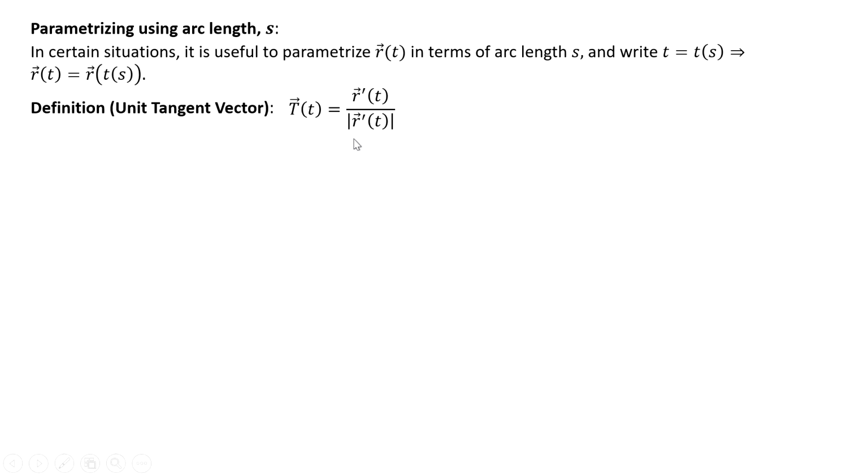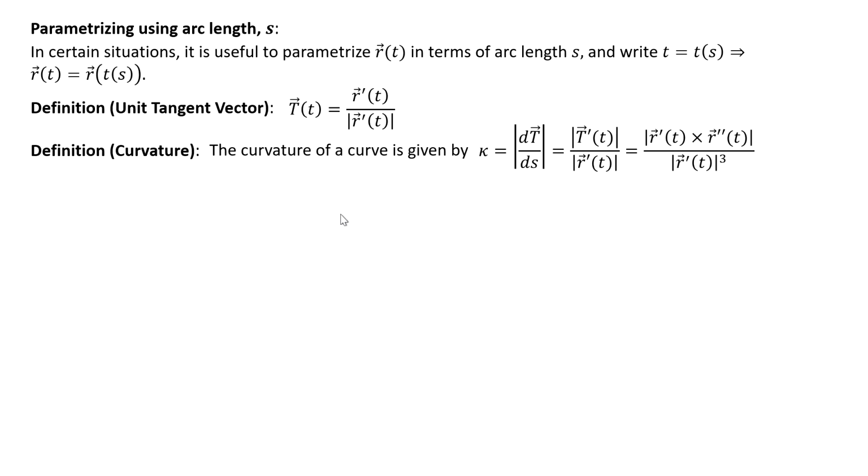All right, and how do you compute it? Fairly straightforward. Take the derivative of R, and you get R prime of t, and divide that by the magnitude. Ta-da, you're done. And then there's something else called curvature. Curvature is given by dT/ds. Okay, dT/ds. The derivative of the unit tangent vector with respect to what? With respect to that arc length.